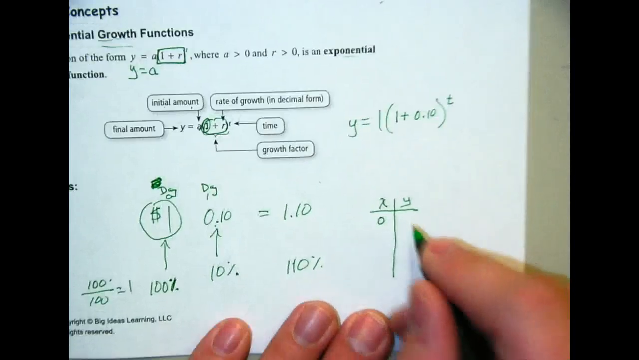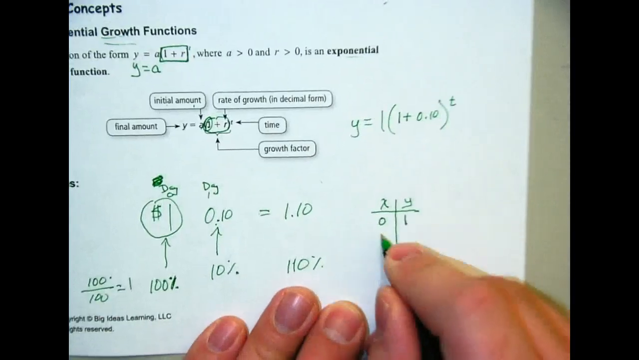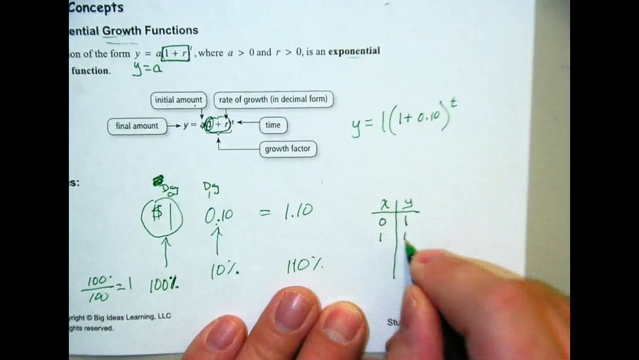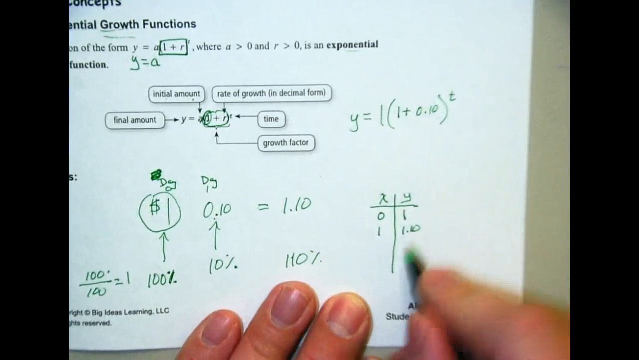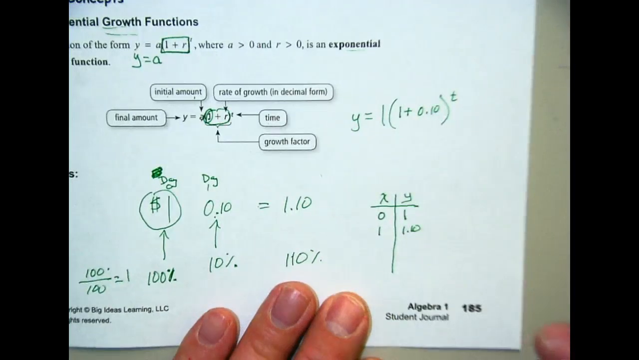Day 0, I was at $1. Day 1, I was at $1.10. We're growing by what percent? 10%. Day 2, what am I going to be at?